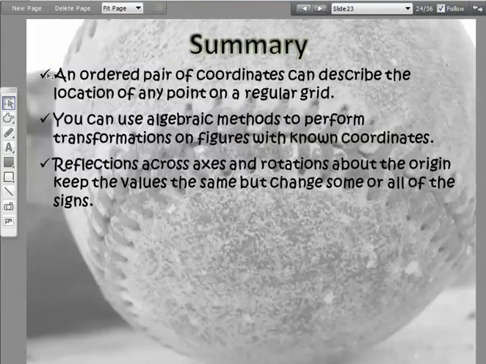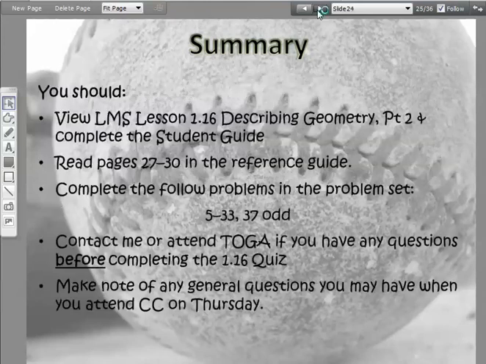Alright, what we've learned in this lesson is an ordered pair of coordinates can describe the location of any point on a regular grid. You can use algebraic methods to perform transformations on figures with known coordinates, and reflections across axes and rotations about the origin. Keep the values the same, but change some or all of the signs.